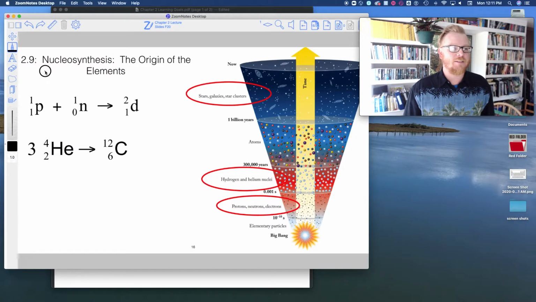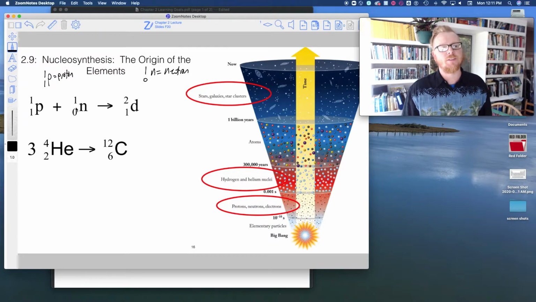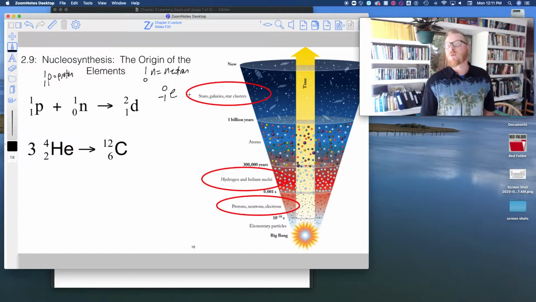So I'm going to write that down. You should know those symbols, right? 1 1 P equals proton. So 1 0 N is neutron. The N for neutron, but we also know that it has to be a neutron because the 1 tells us there's 1 proton plus neutron. The 0 tells us there's 0 protons, so it's all a neutron. And then finally, let me rewrite that. We say 0 minus 1 E, and that's our symbol for electron.